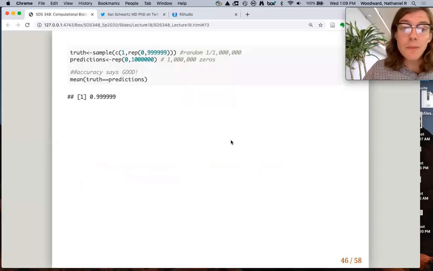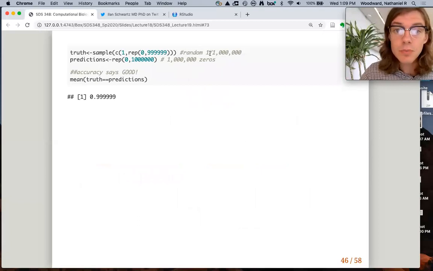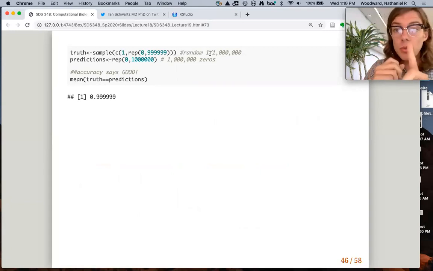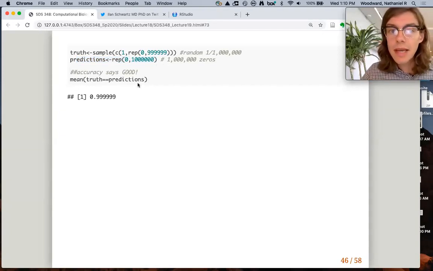So let me just show you. Let's make this data up. We'll create a vector of 999,999 zeros, and then a 1, right? So this is a random 1 in a million. The 1 is malignant. All the other ones are benign. And let's say we use the wise guy test that just predicts benign the whole time, regardless, so just a million zeros. The accuracy is the number of times that what we predict equals the truth, or just the proportion of the time. And that's 99.99999% of the time.